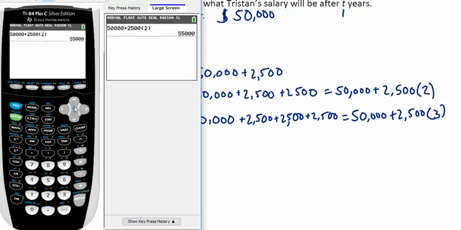So in my last example, I can go up a couple times and press enter to copy that. Or if you're on an older calculator, you can press the second key and then enter to copy the previous command line. I'm going to left arrow, change this to a 3, and find that after 3 raises of $2,500, Tristan's salary would be $57,500.